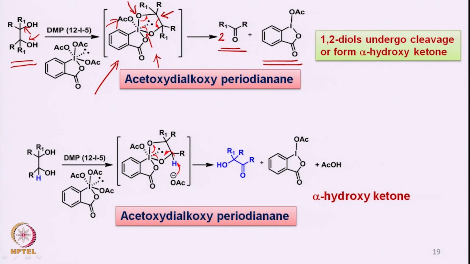On the other hand, if we take a diol in which one of the R groups is hydrogen, then we have this type of intermediate which is similar to the one shown on the top, but the difference between the two of them, as you can see, is that there is no hydrogen in this particular acetoxy dialkoxy periodinane. There is no hydrogen, but here there is one hydrogen.